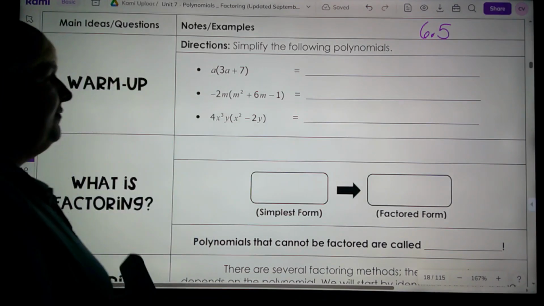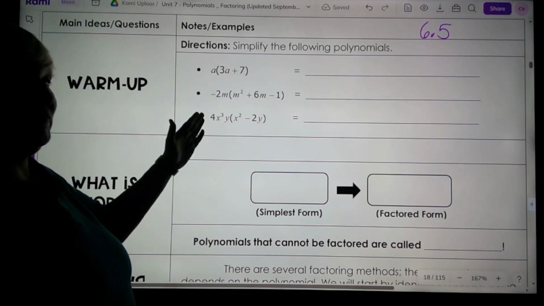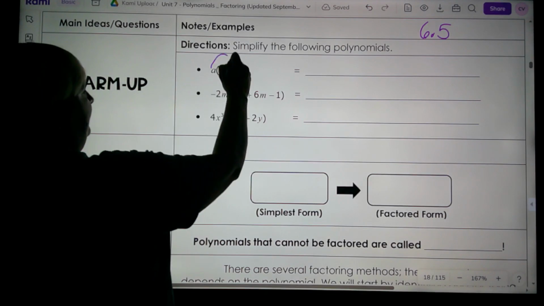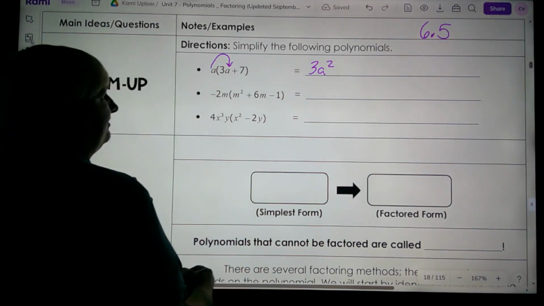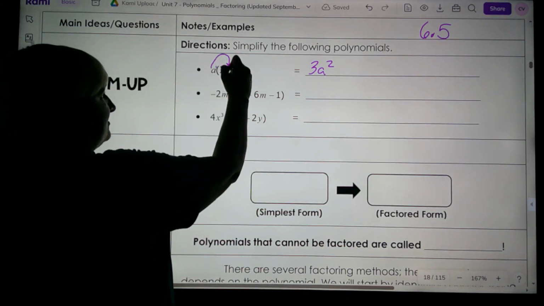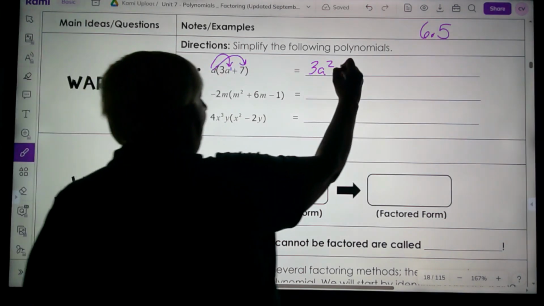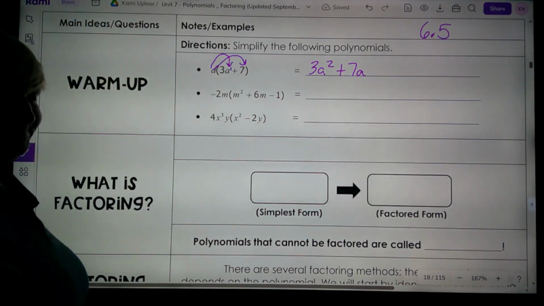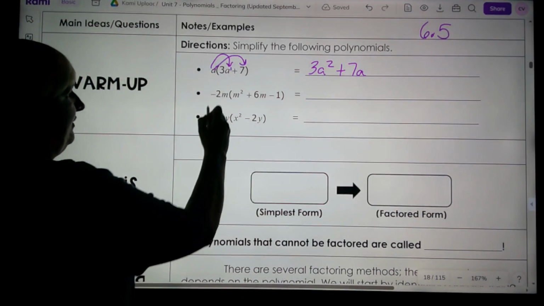Alright, so quick warm up for 6.5. Simplify polynomials. Basically distribute what's outside to what's inside. Right? So a times 3a is 3a squared. Right? Because of the invisible ones. A times 7 is 7a. The coefficient comes before the variable. Not like terms, can't be combined.